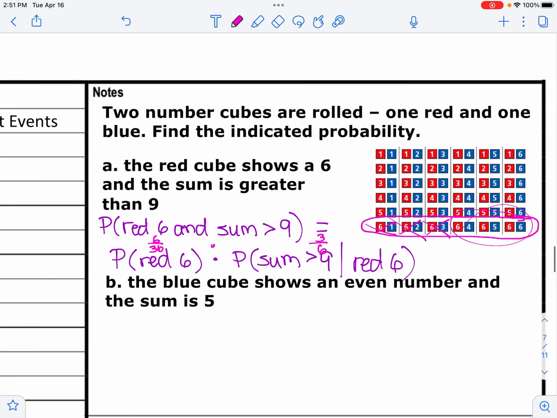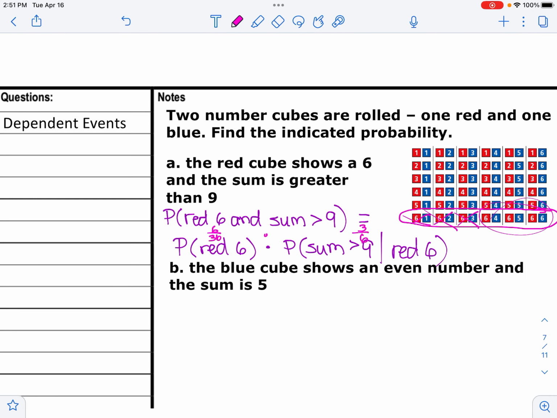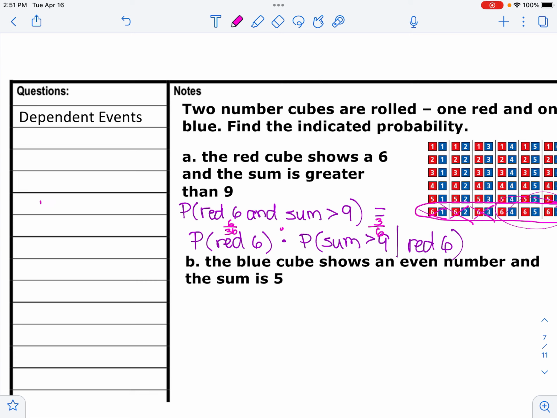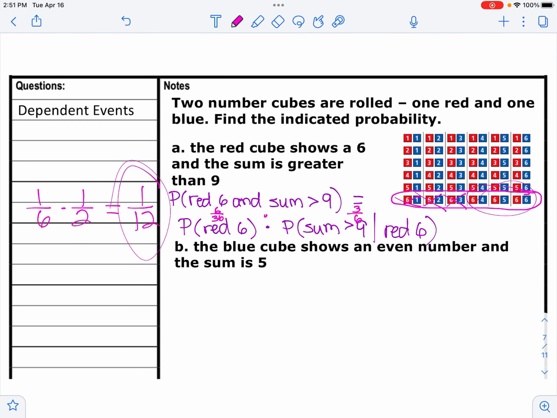Okay, now I'm going to reduce those to multiply. So the first one was 6 out of 36, which is 1/6, times 3 over 6, which is 1/2. Multiply those together, I get 1/12. So the probability the red cube shows a 6 and the sum is greater than 9 is 1 out of 12. So a little tricky. These can be kind of hard.